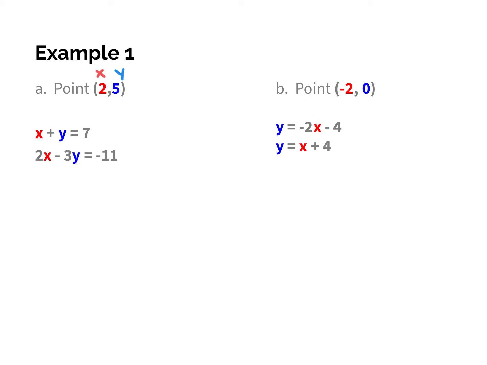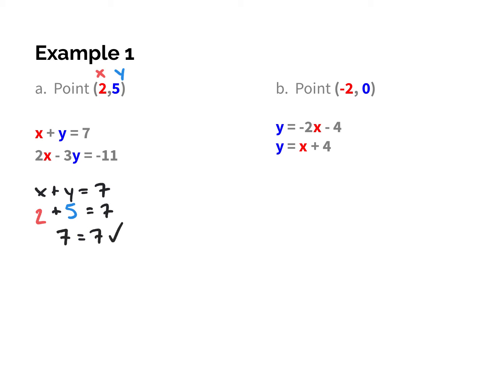To determine if it's a solution, I'm going to take these two numbers, 2 and 5, and plug them into each equation separately. My goal is to see, do I get a true statement? First, my first equation is x plus y equals 7. I'm going to plug 2 in where x goes and 5 in where y goes. I want to know, when I add those two things together, do I get 7? Obviously 2 plus 5 does give me 7.